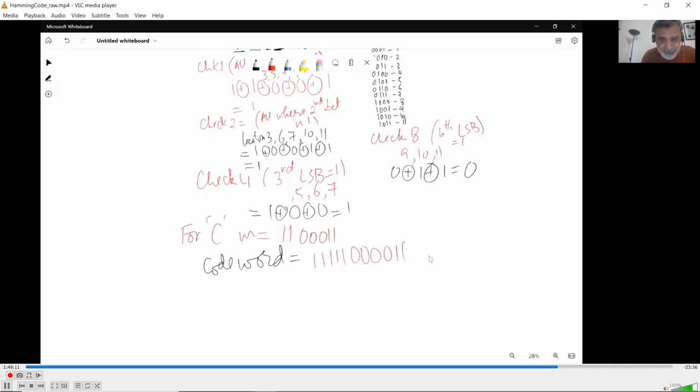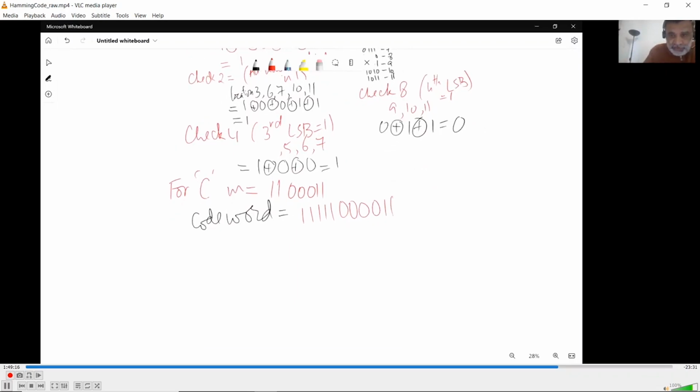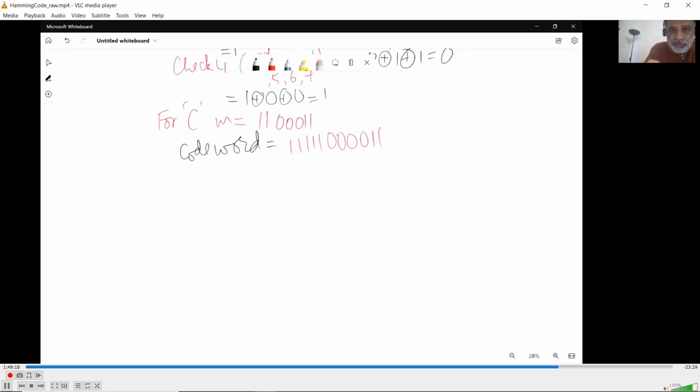So let's go back and see that we have transmitted this code word to the receiver. I hope you are clear till this place. If you have any question, let me know. Otherwise, I would now move to the receiver. And what I do, I consider that there is an error. So at the receiver, which may be in some other place.